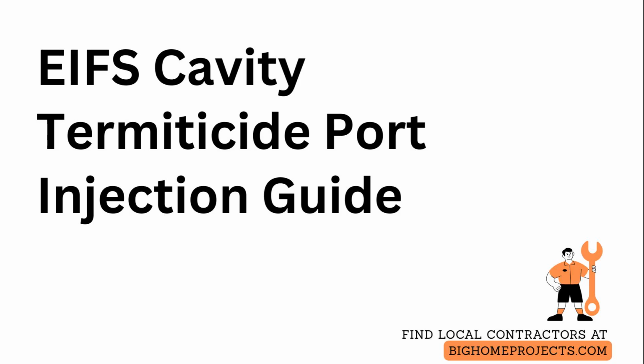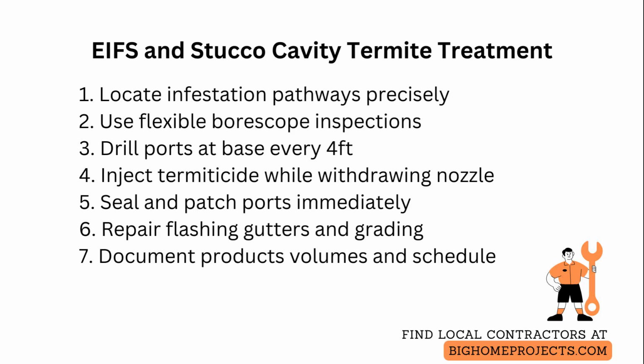Post-construction termite treatment for stucco and exterior insulation and finish systems must target concealed cavities where termites hide and spread. When treating EIFS and stucco cavities, we first locate infestation pathways by probing near weep screeds, control joints, utility penetrations, and areas with prior moisture damage. Use a flexible borescope to inspect behind cladding where accessible and mark cavity extents before work begins.